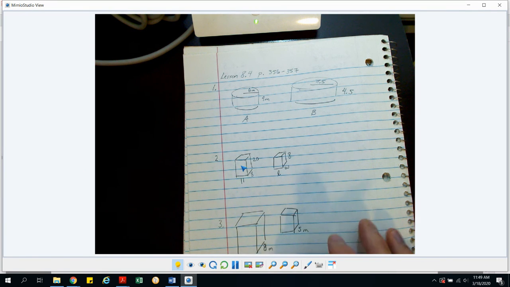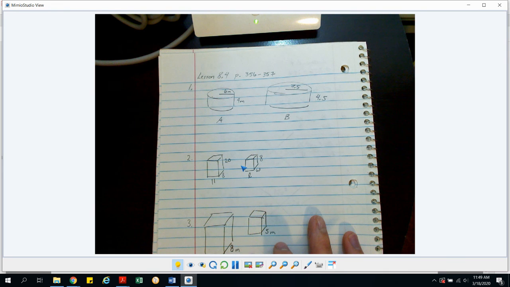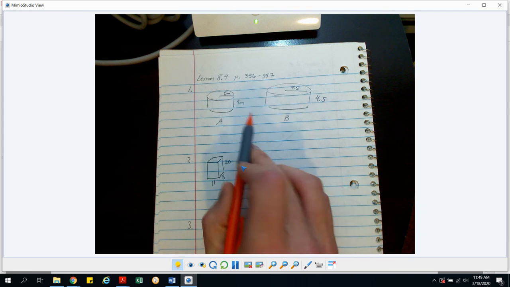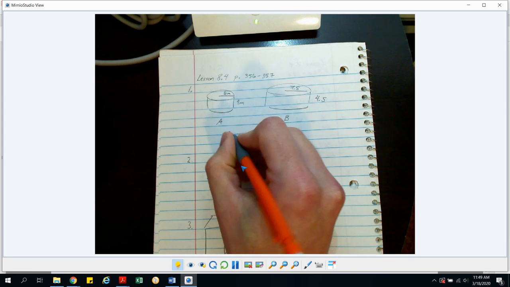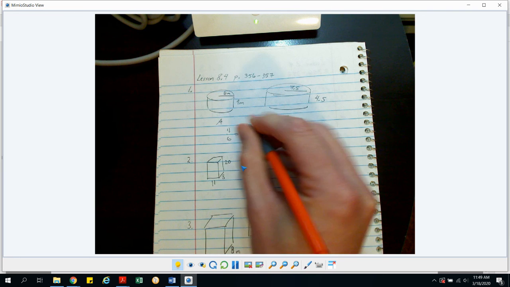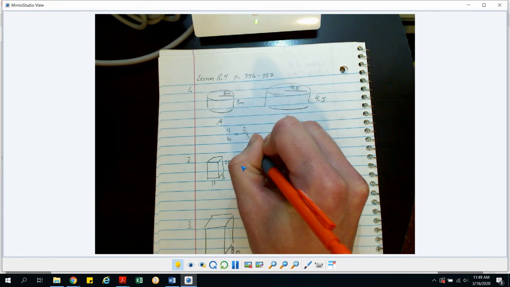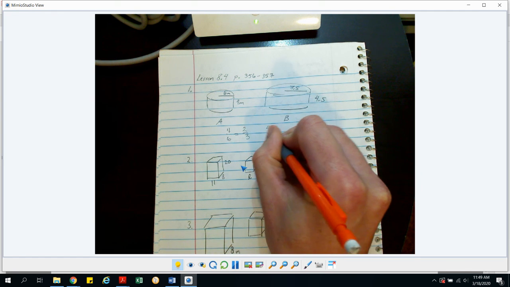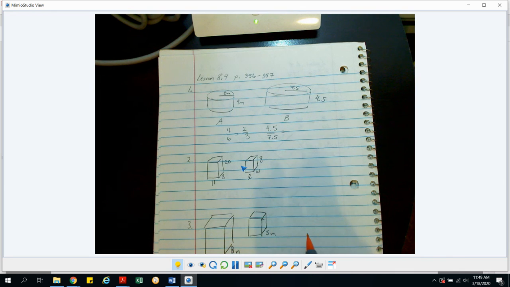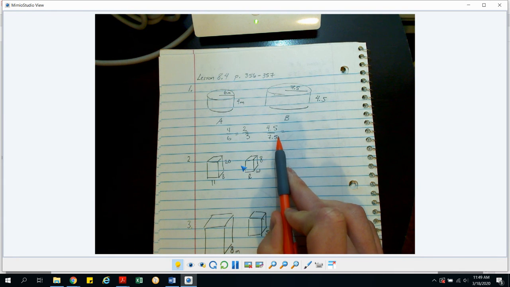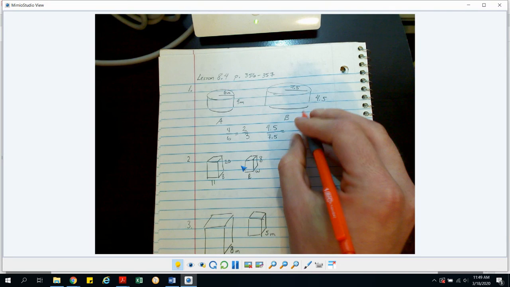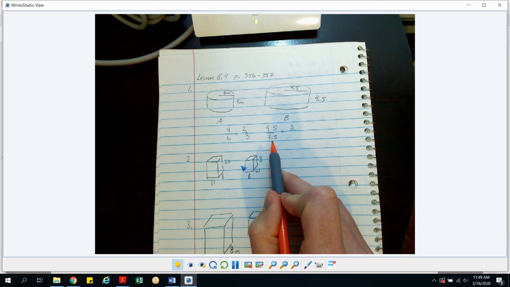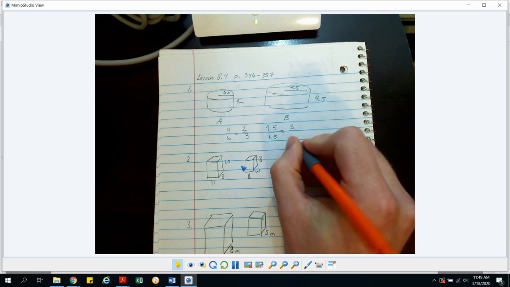All right, so the first one is asking me, are these cylinders similar? Okay, so I'm going to set up a proportion. So in this case, I'm going to do 4 to 6. That simplifies to 2/3. Then I'm going to do 4.5 over 7.5. I can divide both of these by 1.5. 1.5 goes into 4 3 times. 1.5 goes into 7.5 5 times.